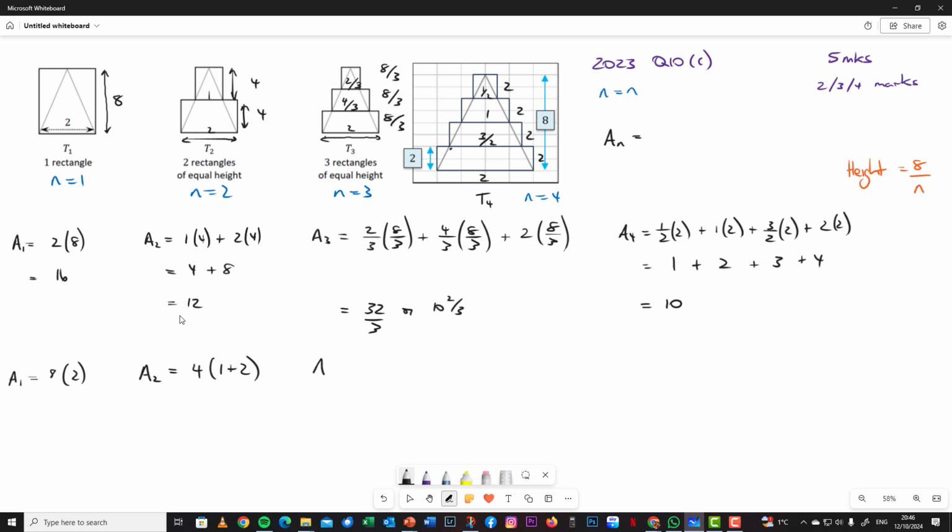Then let's go to the third pattern, and we're going to take out the height. The height is 8 over 3. And then we have bases of 2/3 plus 4/3 plus, now 2 here, we could write that as 6/3. Just because we want to establish a pattern, we can see 2/3 plus 4/3 plus 6/3.